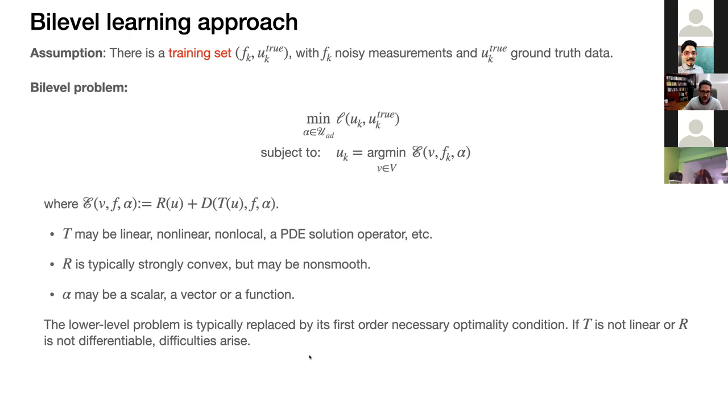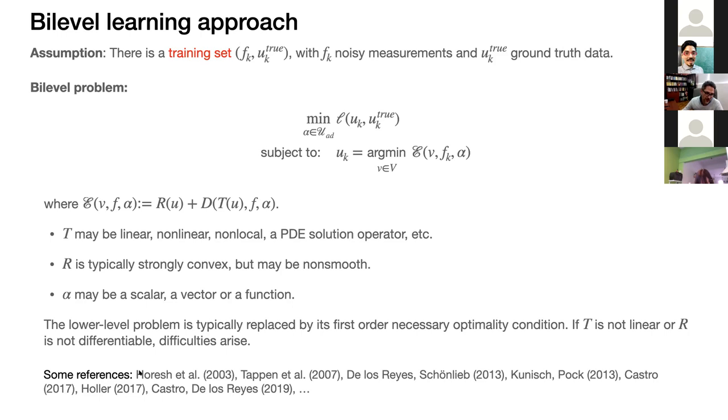So let me comment on some references. The first work we are aware of in this context is the work by Lea Horesh and co-workers from 2003, where they deal with this bi-level learning with linear inverse problems. Afterwards, the work by Tappen and co-workers deals with some Markov random field image processing task and also uses a bi-level optimization approach. Afterwards, we started to work in this field, mainly with variational problems in image processing. And thereafter, many works came with different kinds of inverse problems and settings.